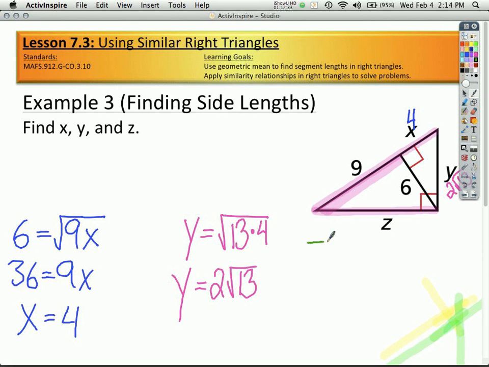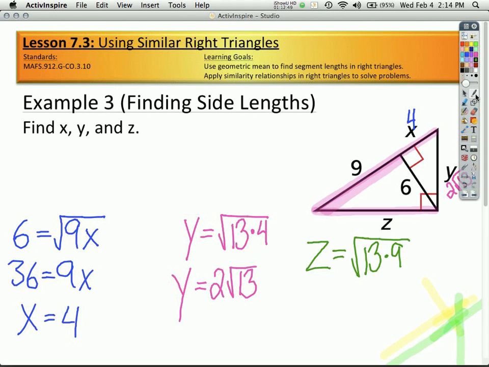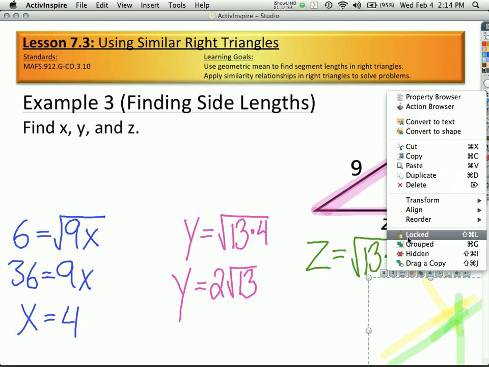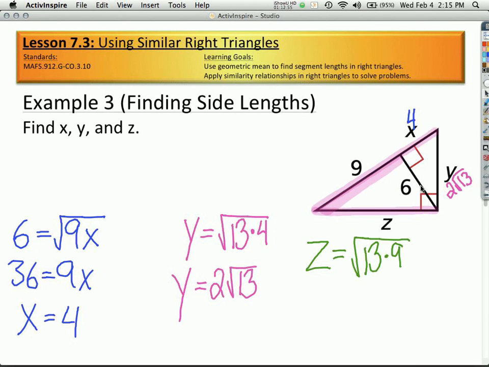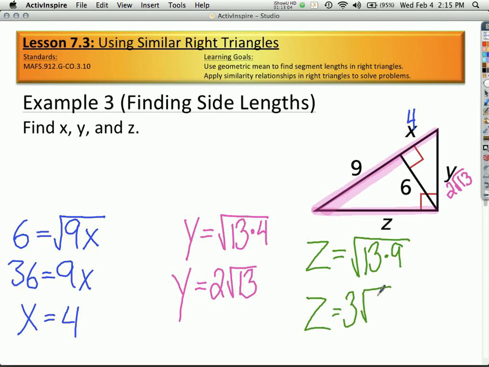But we've got z is going to be radical 13 times that segment, 9. Put it in simplest radical form. What do you get? Sebastian, what do you get? You get z equals 3 radical 13.